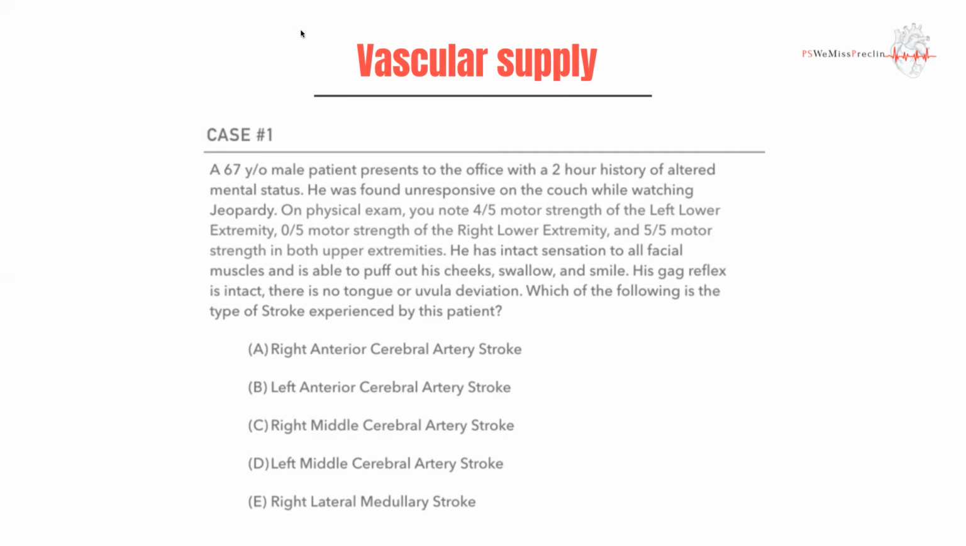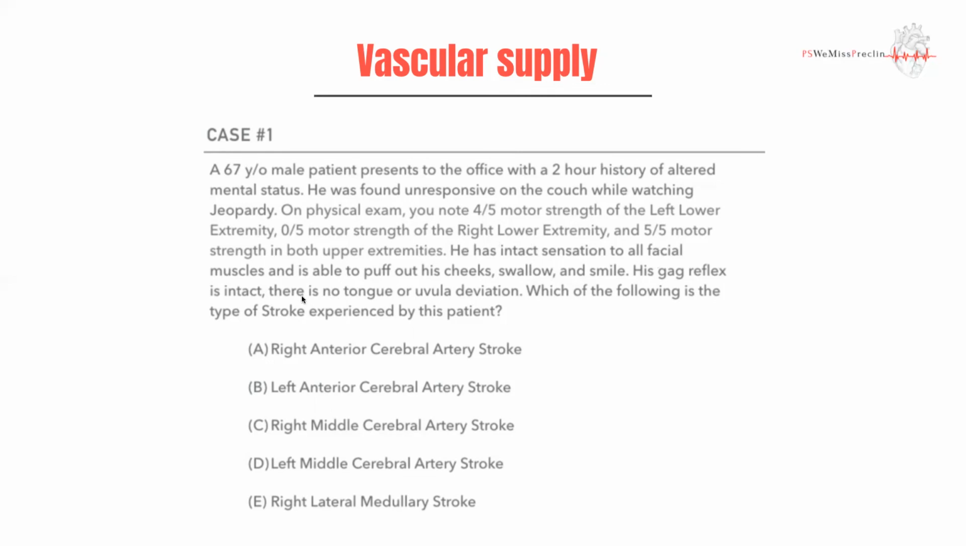On physical examination, you note 4 on 5 motor strength on the left lower extremities, not bad. 0 on 5 motor strength on the right lower extremities, kind of bad. 5 on 5 motor strength in both upper extremities. So just based on this, I'm thinking, well, this man seems to have had a stroke. And as I can tell, it's quite focal. So this man obviously has deficits in the right lower limb, while everything else seems to be fine.